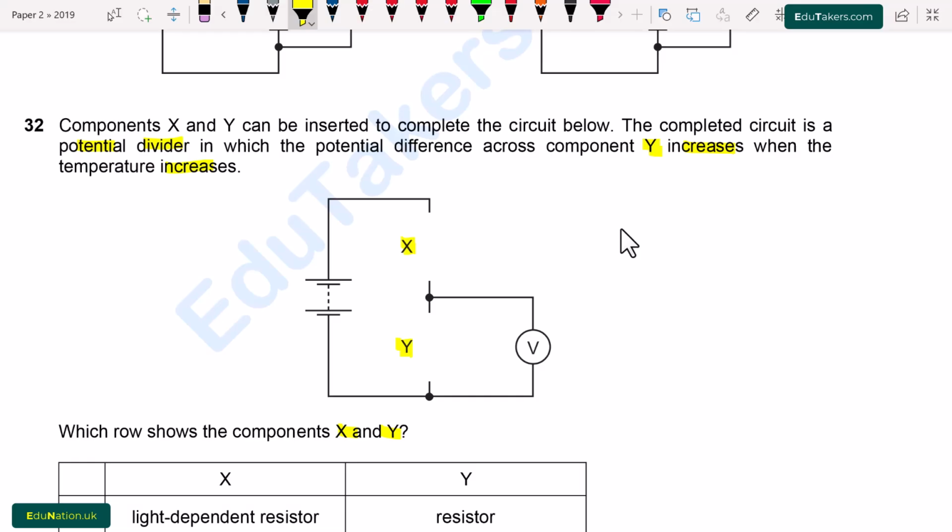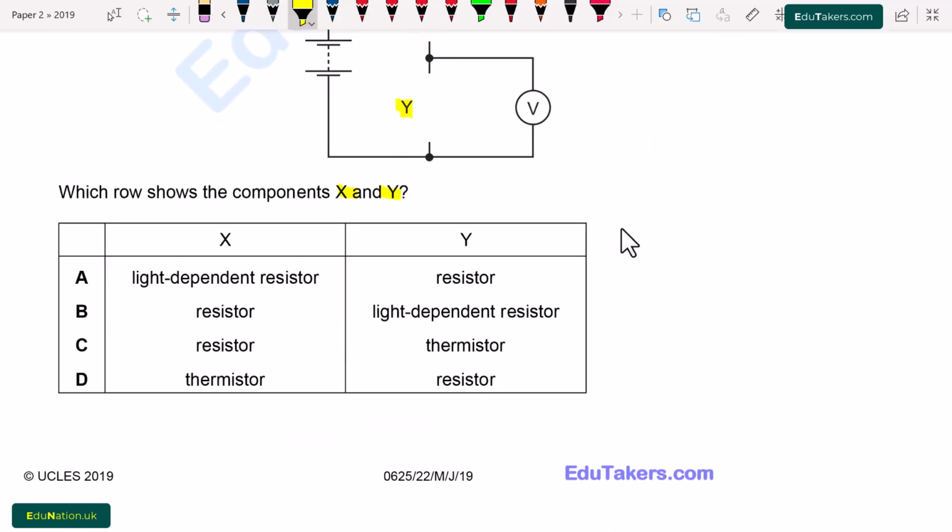So first of all, options are given: light dependent resistor, thermistor and resistor. Light dependent resistor is used basically for the detection of light. It has nothing to do with the temperature. So the light dependent resistor would not be used in this circuit. So option A, that includes the light dependent resistor, and B, which also includes the light dependent resistor, they both are incorrect. Now we see the other, the resistor and thermistor.